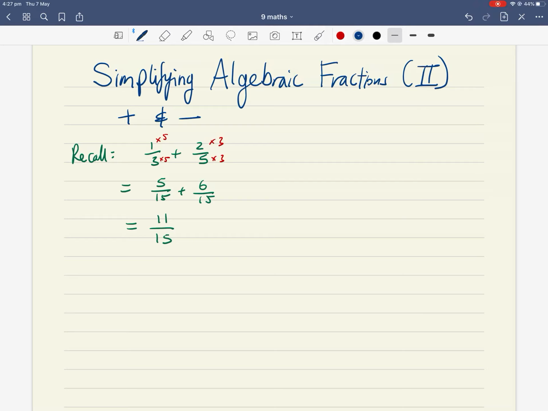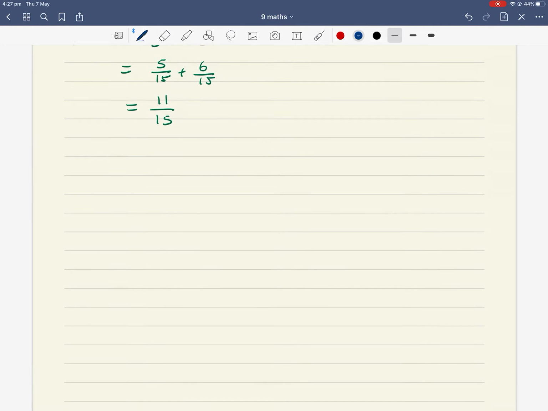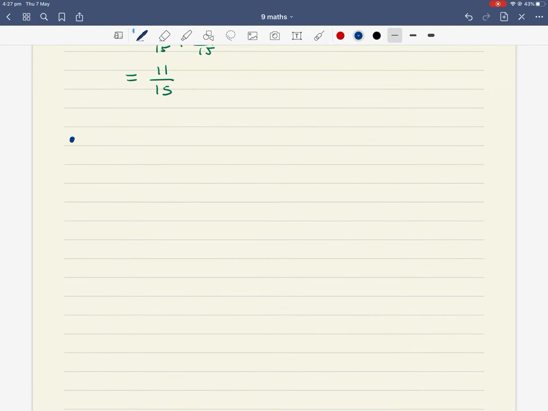So that's the same thing with algebraic fractions. It's just rather than pure numbers, we have variables involved as well. So as long as you have a common denominator, you can always add and subtract fractions.